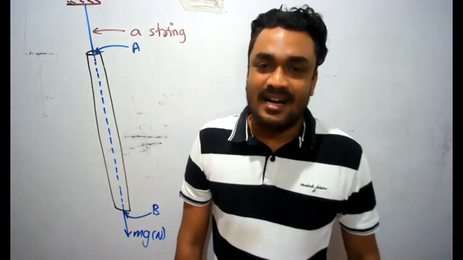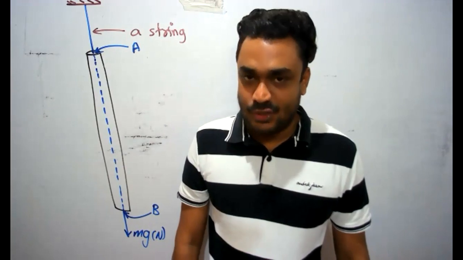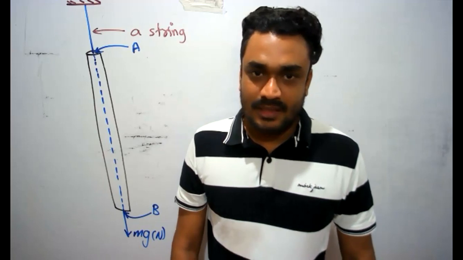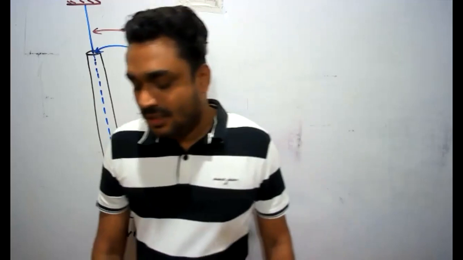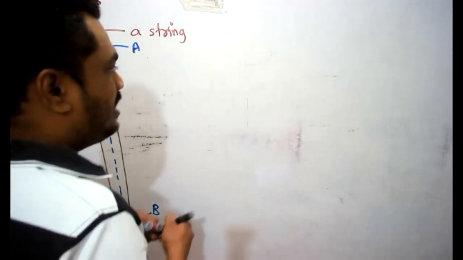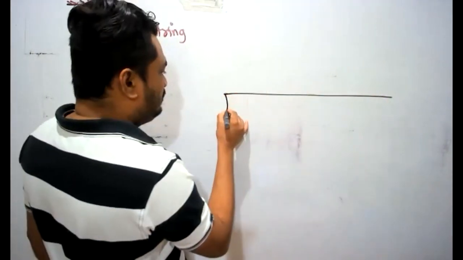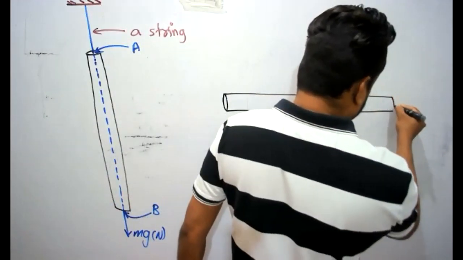After that, the rod is hung by a string, and the position of the string is adjusted until the rod comes to rest horizontally.